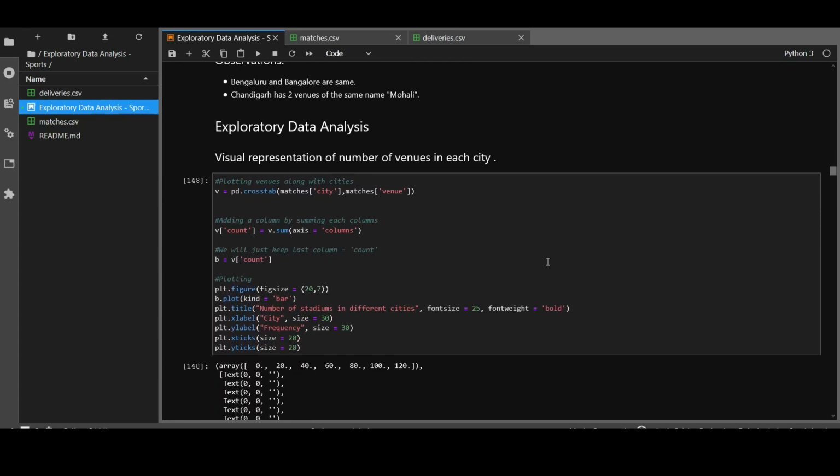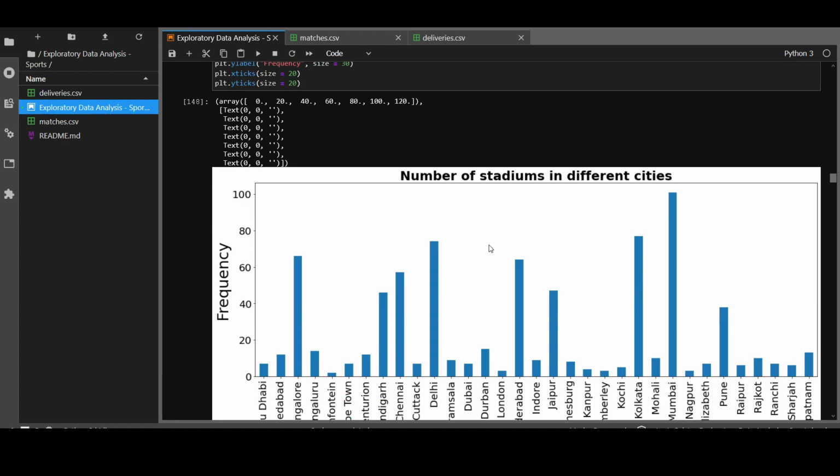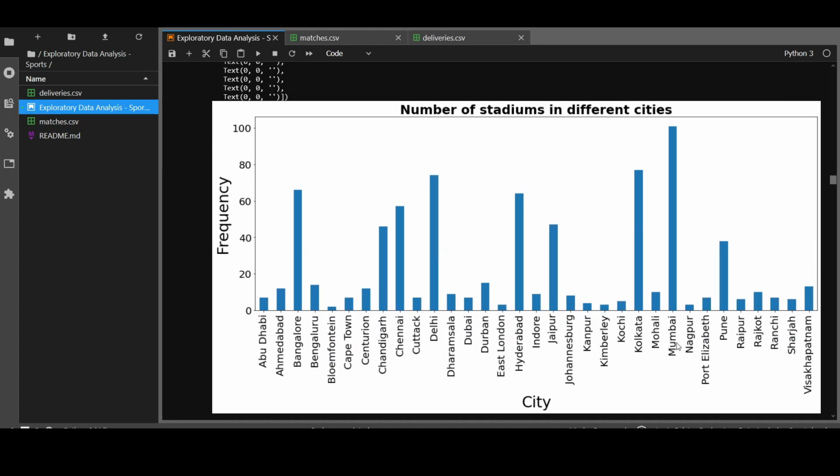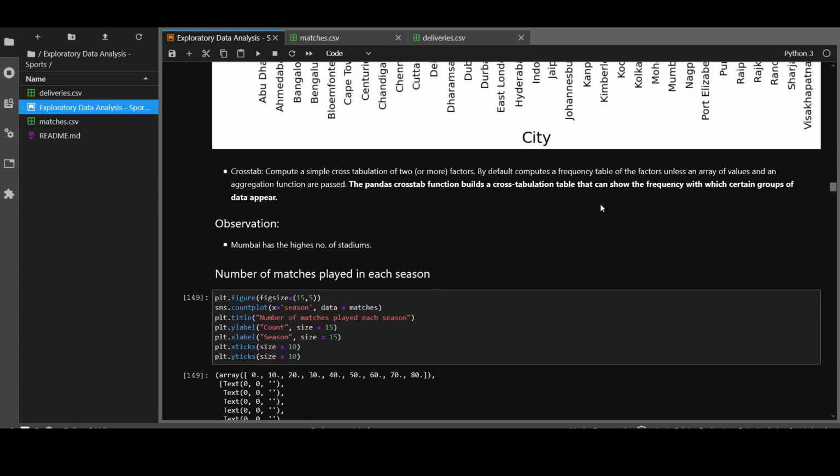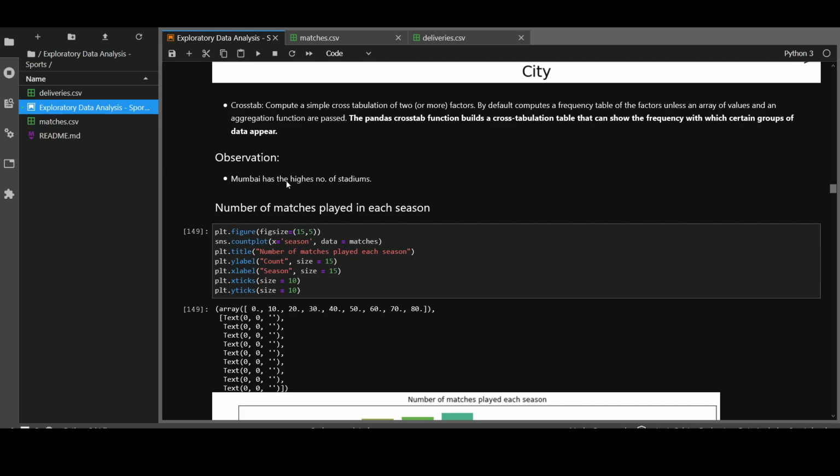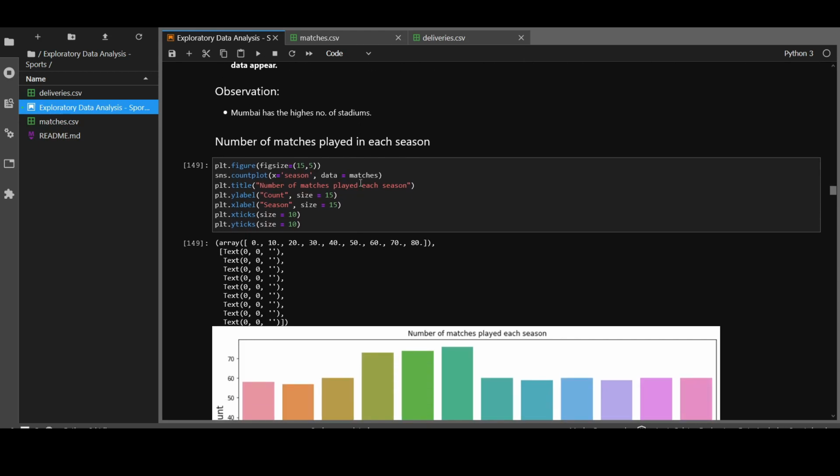Now we are doing the exploratory data analysis. This is the frequency by city, the number of stadiums in different cities. As you can see, Mumbai has the highest number of stadiums, followed by Kolkata and Delhi. It's pretty close, but Kolkata has more than Delhi. So the observation was that Mumbai has the highest number of stadiums.